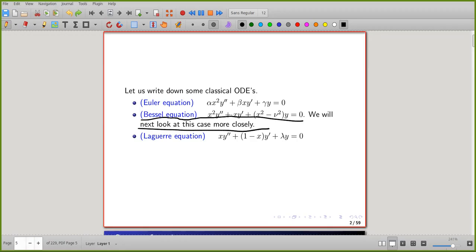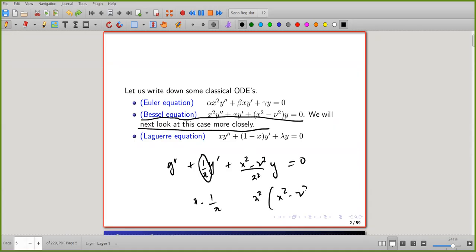This is in the regular singular case. We have y double prime plus y prime times 1 upon x plus (x square minus nu square by x square) y equal to 0. When I multiply 1 by x with x, this is analytic, and x square into (x square minus nu square by x square) is analytic. Therefore, this is the regular singular case. This is an example of what we have just seen so far, and we are going to do that.